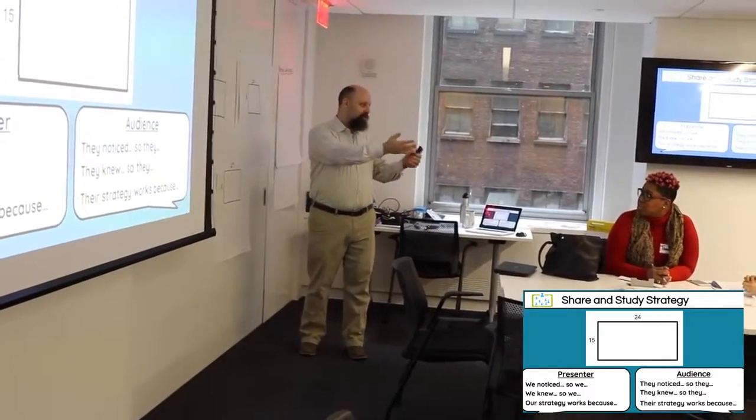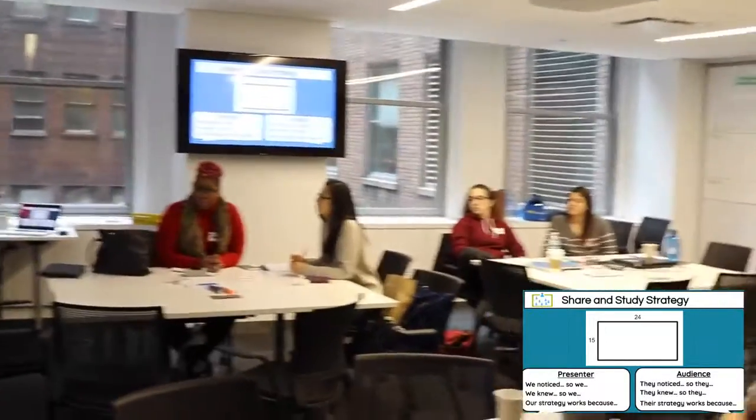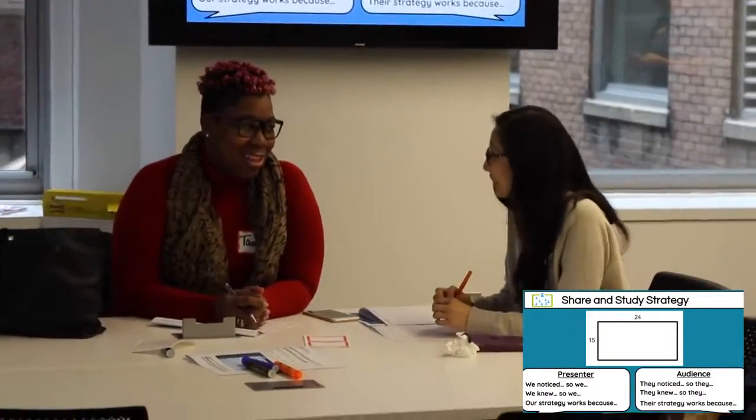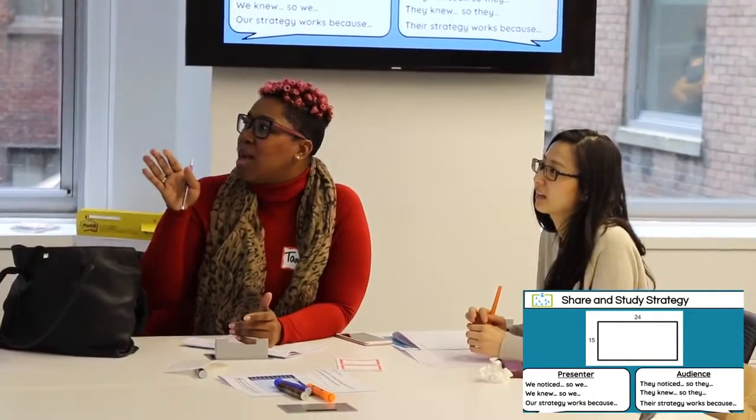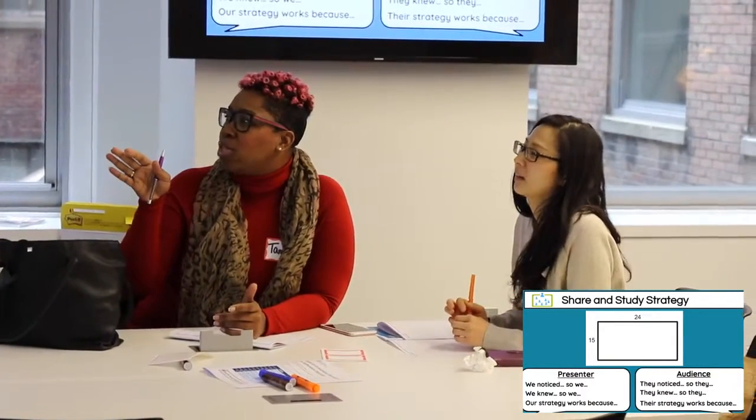Will you, one of you two, share your strategy first? Is that good? Go ahead, Tammy. So what we noticed was we like numbers that are easy to work with. So we took the 24 and we broke it into 20 and 4. And we did 20 times 15, which gave us 300. And then we did the 4 times 15, which gave us 60, and 300 plus 60 is 360.